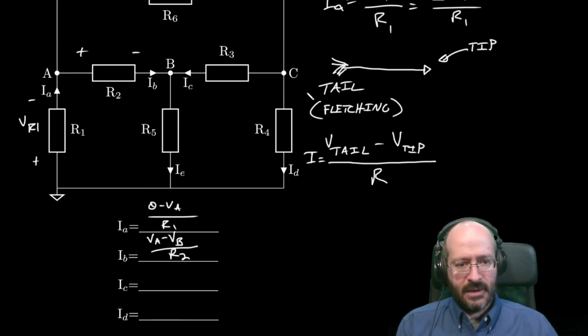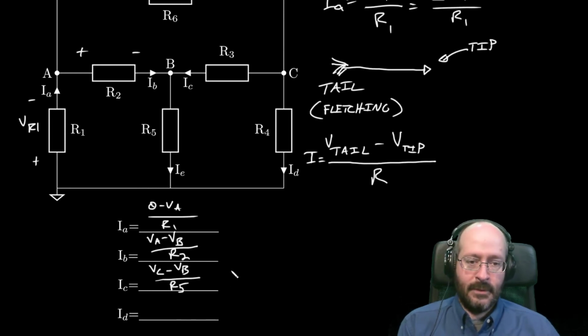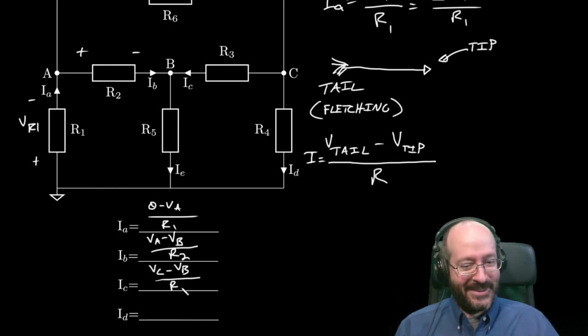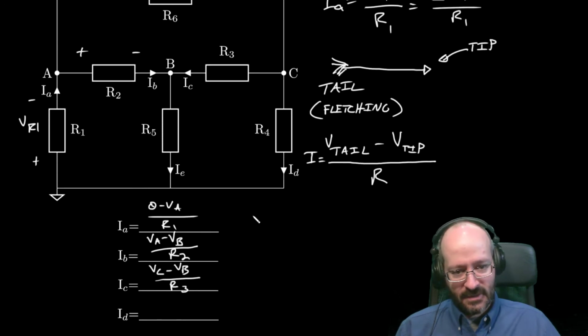Okay, looking at IC. The voltage at the tail is VC. The voltage at the tip is VB, and that's over R5. R3. Let's try R3. Good job, Dave. Where's R4? Where's ID? ID is over here. Okay, so the voltage at the tail of ID is VC minus the voltage at the tip. Hey, that's just 0. That's great.